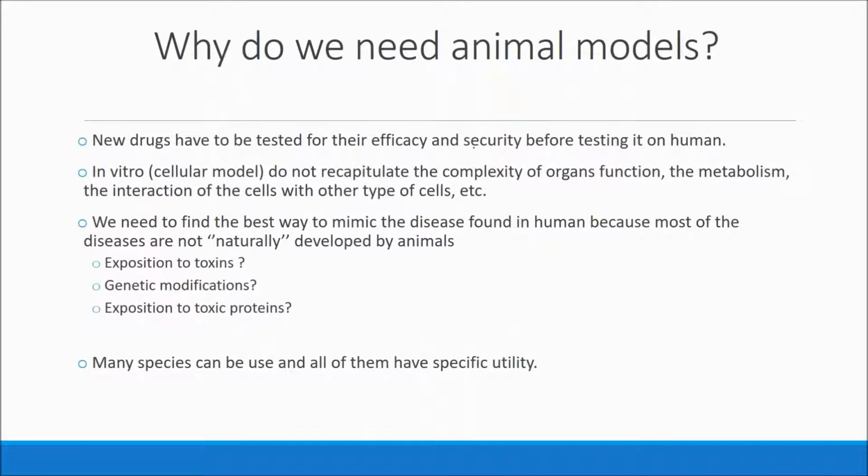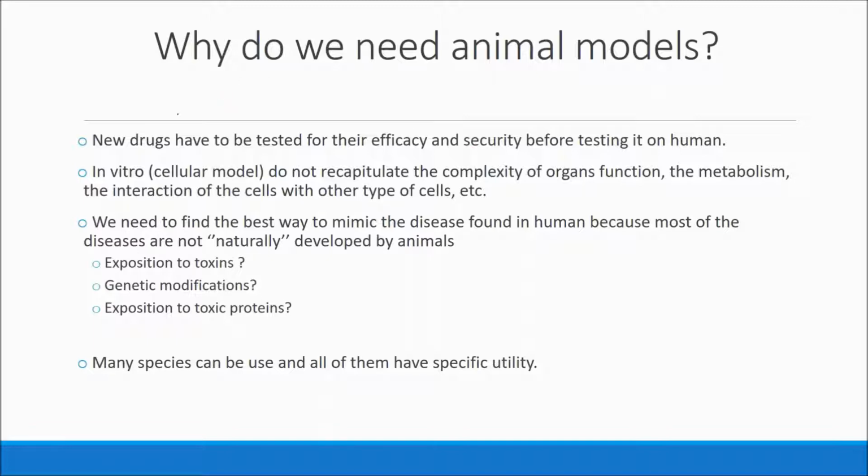So why do we need animal models for human research? First, for sure, we have to understand the mechanism of the disease. For that, we can use either cells or animals. But for sure, the animals may recapitulate more the complexity of their organs and the metabolism of all the cells.